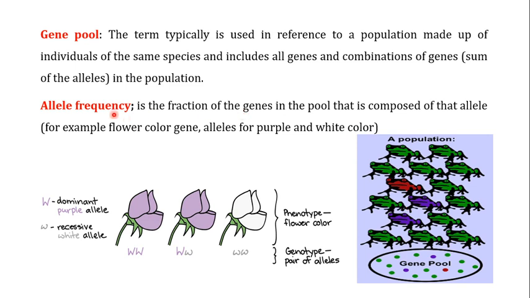Another important term is allele frequency. So what is allele frequency? The allele frequency is the fraction of the genes in the pool that is composed of that particular allele. To give you a simple example, if this is a population and you are focusing on the gene for the color of the flower, one allele of the color gene codes for purple and another allele codes for white. If you are determining in this particular population the frequency of the purple allele and the frequency of the white allele, that is known as the allele frequency. So you are going to find out how many alleles are purple and how many alleles are white. You are actually focusing on alleles here.